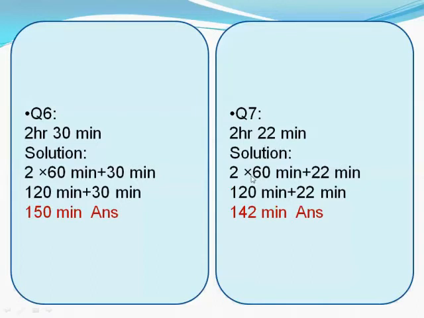2 times 60 is 120, and these 22 are already in minutes, so their units are the same and we add both values. Now add 120 plus 22 minutes, which is equal to 142 minutes. So we can say 2 hours and 22 minutes is equal to how many minutes? 142 minutes.